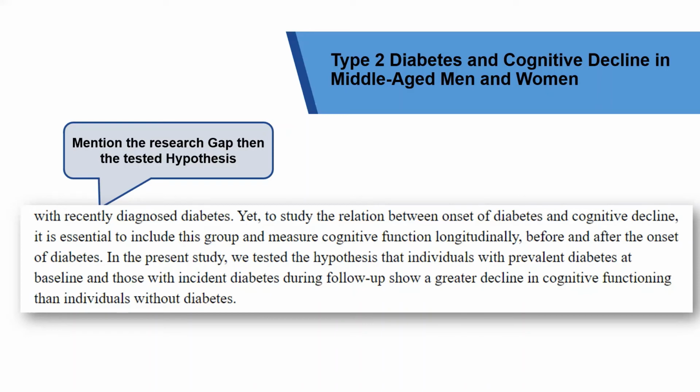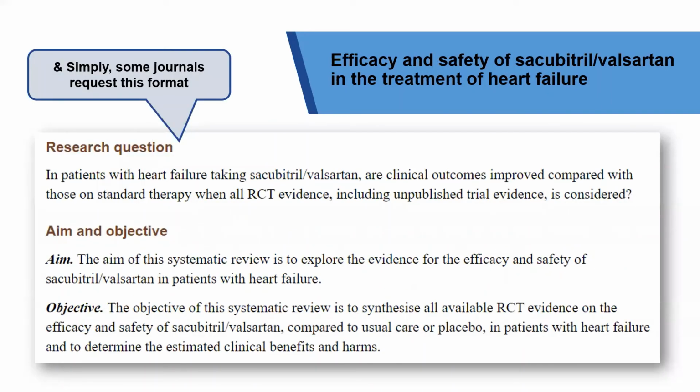So there are many ways, and some journals even make it simple and just request a specific format. Please mention the research question, please mention the aim, and please mention your objective. So, for example, in this study also on Entresto, the efficacy and safety of Entresto in the treatment of heart failure, they mentioned that the research question was in patients with heart failure taking Entresto. The question is, are clinical outcomes improved compared with those on standard therapy when all RCT evidence, including unpublished trial evidence, is considered? This was a systematic review.